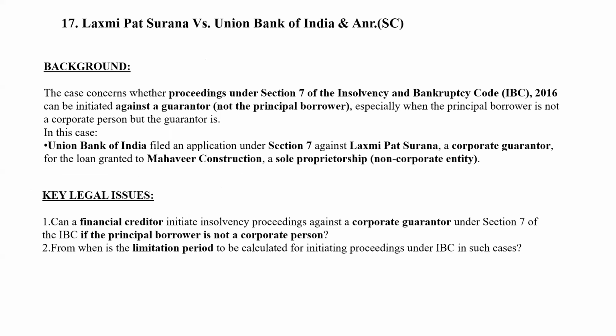ठीक है सर. Union Bank of India filed an application under Section 7 against Lakshmipad Surana, a corporate guarantor, for the loan granted to Mahavir Construction, a sole proprietorship, non-corporate entity. Key legal issues. Can a financial creditor initiate insolvency proceedings against a corporate guarantor under Section 7 of the IBC if the principal borrower is not a corporate person? From when is the limitation period to be calculated for initiating proceedings under IBC in such cases?